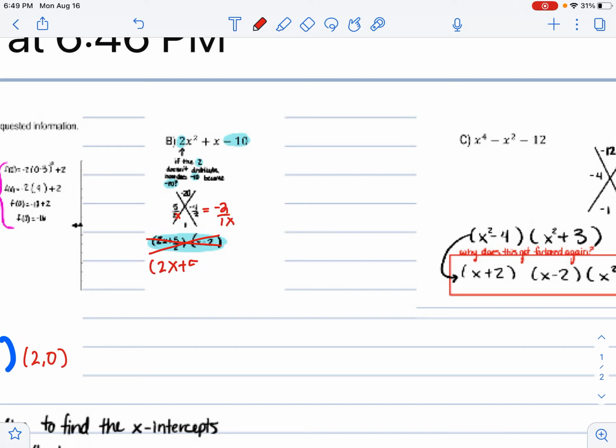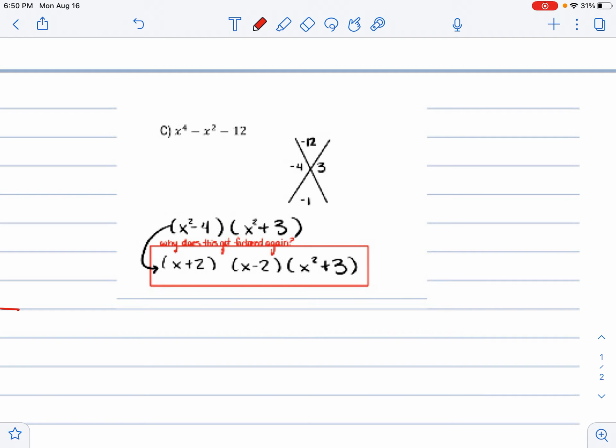All right, next one. Why does this get factored again? Because it's factorable, right? So you found your negative 4 and your 3, divided by 1. So you have x squared minus 4 and x squared plus 3. Why is it x squared? Because this is an x to the 4th, so it can't be x times x. So this is still factorable. This is a difference of squares. This is x plus 2 times x minus 2, and that's why you have x plus 2, x minus 2, x squared plus 3.